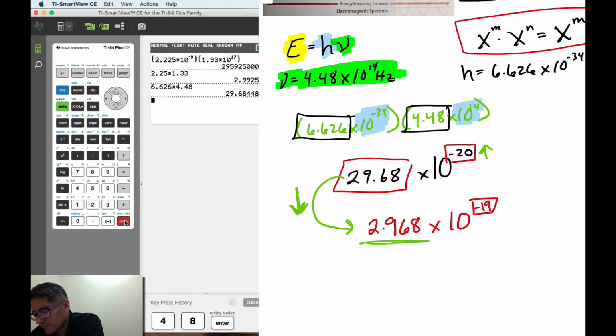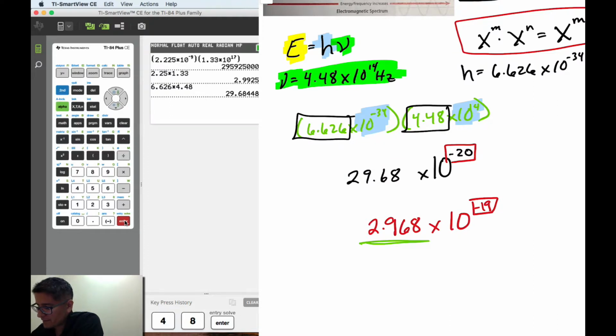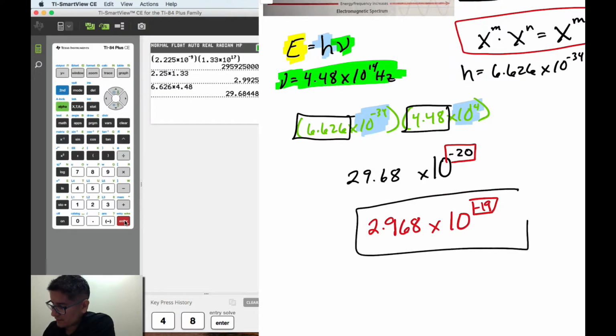Now remember, with negative numbers, increasing means going closer to 0. If I think about my number line, with 0 being here, negative 20 is over here, well, if I'm going closer to 0, my next number will be negative 19. Okay, so just keep that in mind. So if my term goes down, then my exponent goes up, and that's what happened there. So that is the answer to that one, and the unit for that is joules.